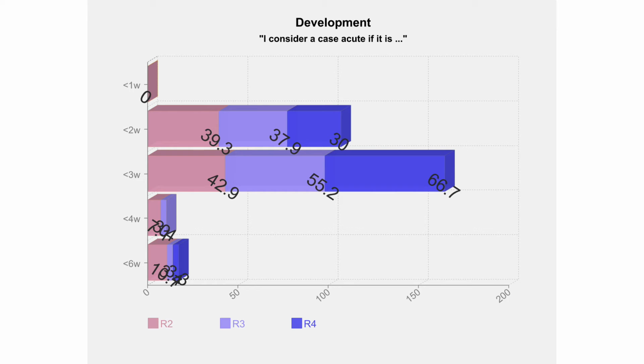Round 2, less than 2 weeks was like 39.3%, and then it changed slightly at round 3 and 4. So this is how we developed a consensus, and in the end we considered a case acute if it was less than 3 weeks. At round 4 we were at 66.7% of consensus, which we defined as a consensus and which is generally defined as a consensus.